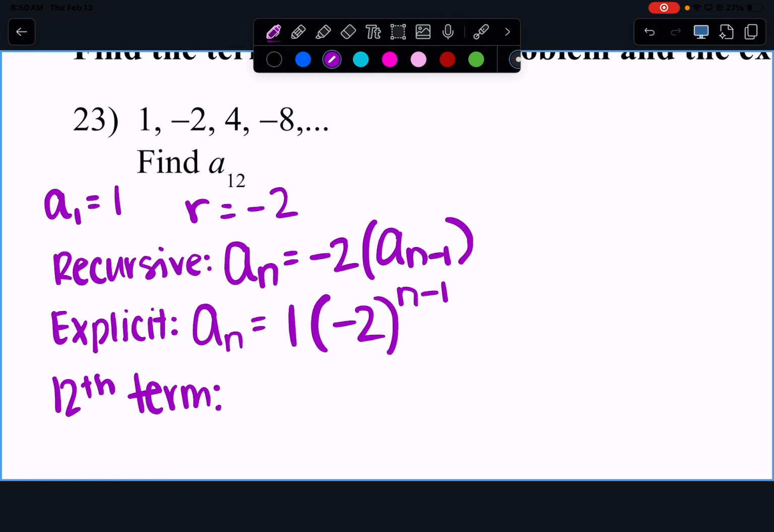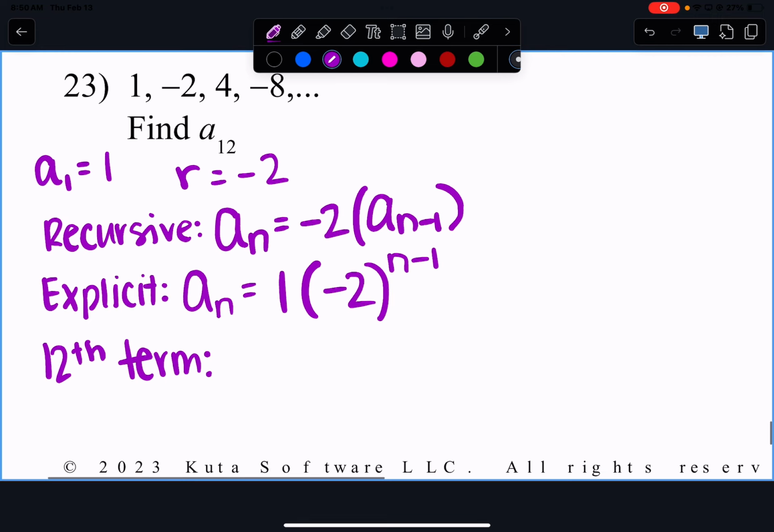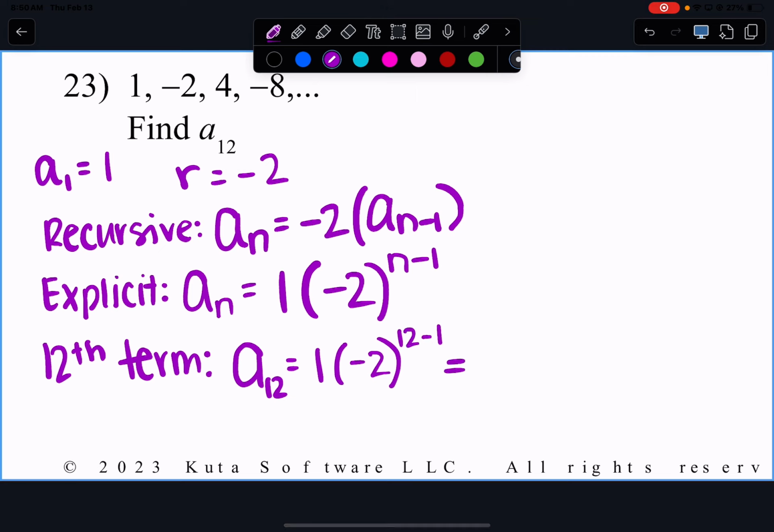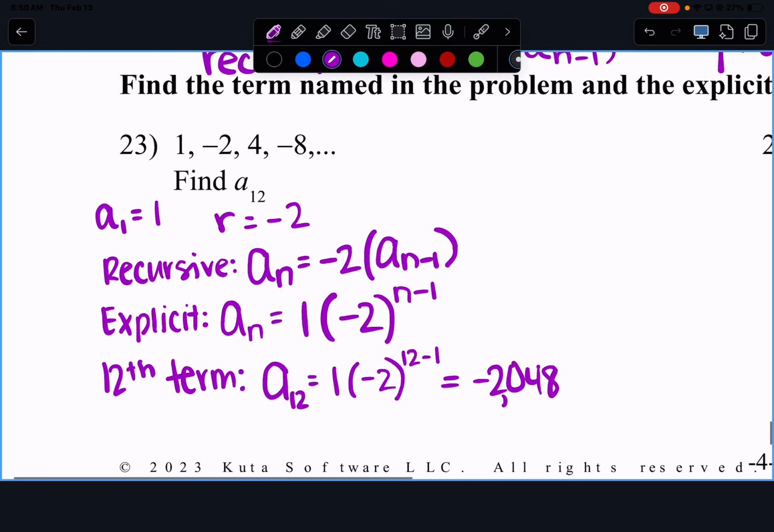And which of those two formulas will I use for the 12th term? Explicit. And so then we just plug in A12 is equal to 1 times -2 to the 12 minus 1. And you just throw that in your calculator. What does the calculator give us? -2,048. And so that's how we answer that question on our test.